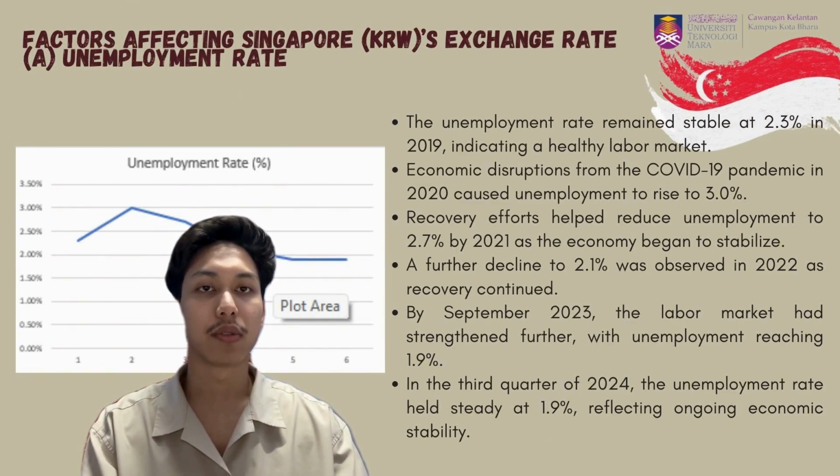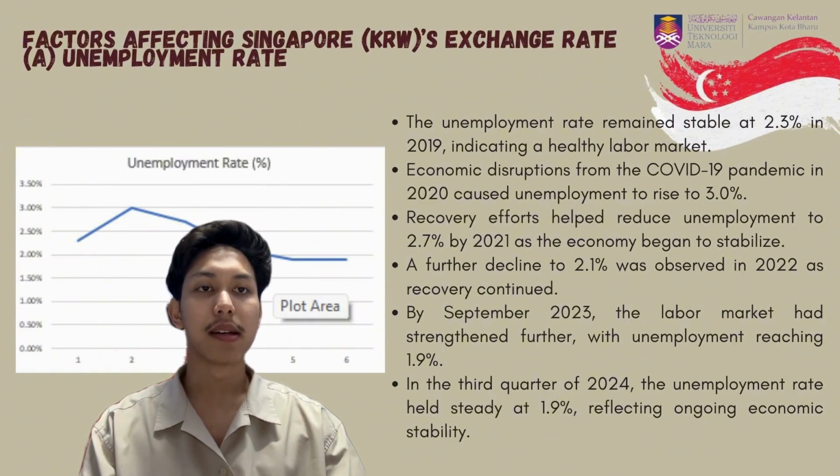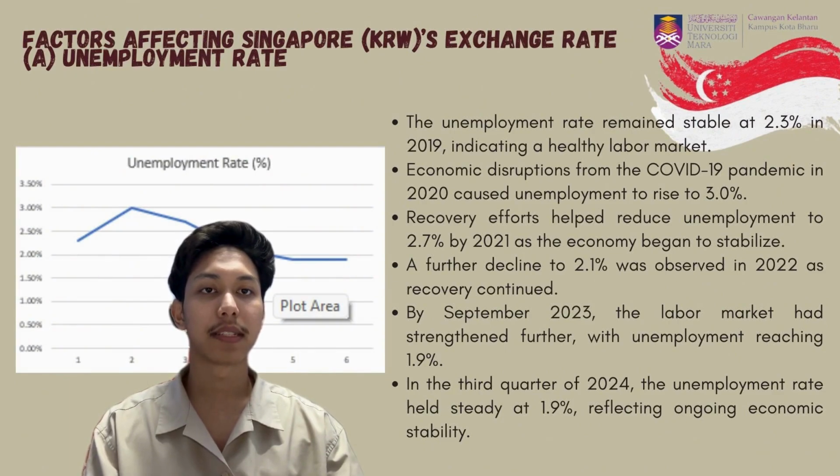In 2022, this trend continued and unemployment fell further to 2.1% as businesses expanded, hiring increased, and overall economic conditions improved. By September 2023, the labor market had strengthened further, bringing the unemployment rate down to 1.9%. This decline reflected strong economic performance, increased workforce participation, and higher demand for labor.